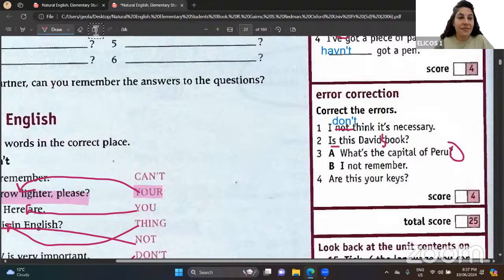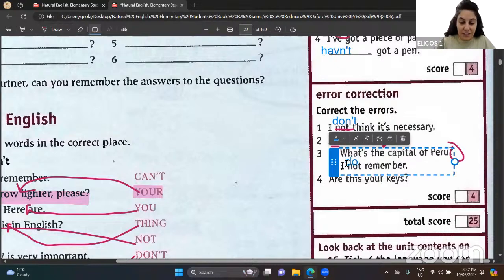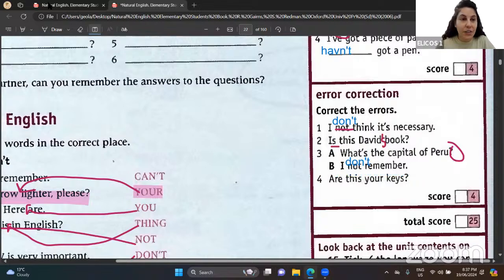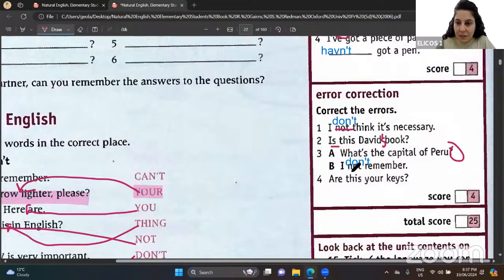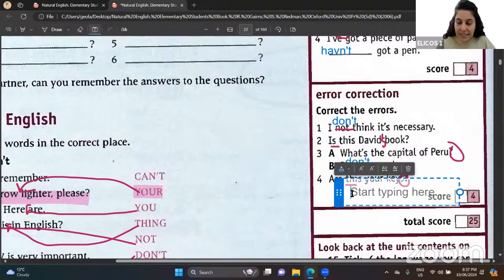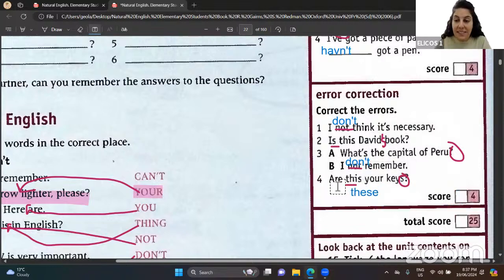I don't. So I don't remember. So it's plural. These. Because it seems like it's close, because it says this, the close one is, are these your keys? So maybe I'm holding them and saying, are these your keys?